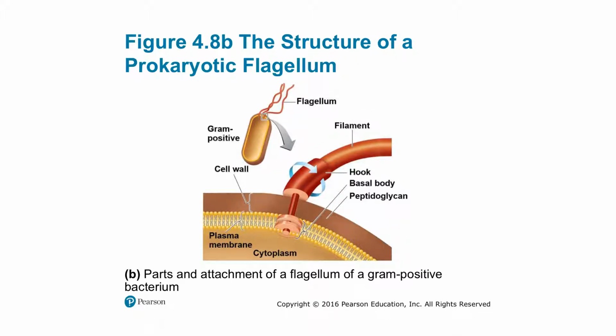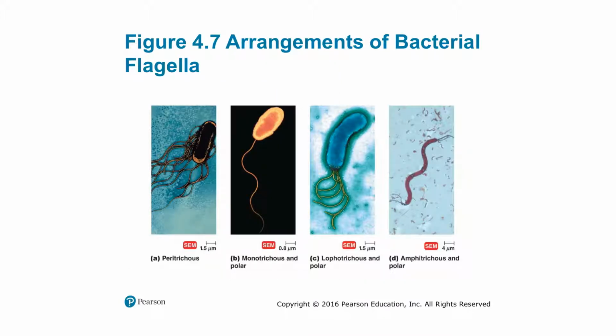In a gram-positive bacterium, you only have the single cell wall and the plasma membrane. And so the parts of attachment of the flagellum in a gram-positive are a little bit different. Here you can see the different arrangements of bacterial flagella. You can see the peritrichous, which is all around, the monotrichous and the polar, the lophotrichous and the polar, and the amphitrichous and polar there.